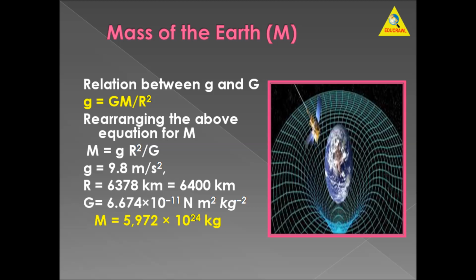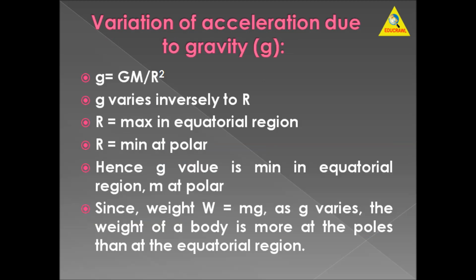Next, we shall see about the variation of acceleration due to gravity from the relation between g and gravitational constant. So, we shall once again start from the relation g is equal to GM by r square. Here the value of g varies inversely as r square. That is, if the value of r decreases, the value of g increases, and when the g value increases, r decreases. This is called inverse proportion.